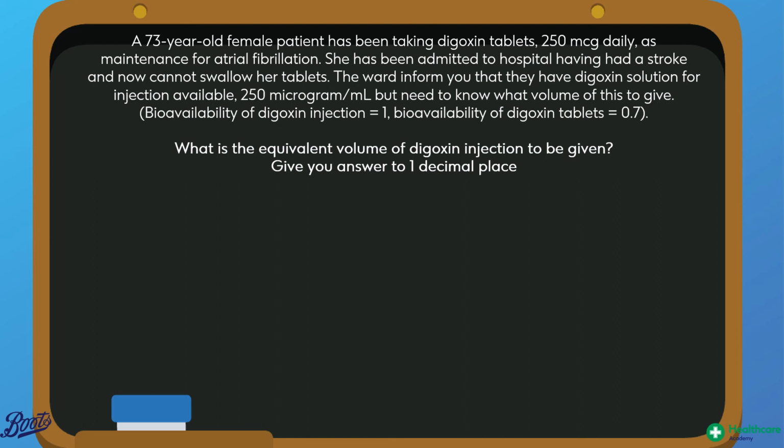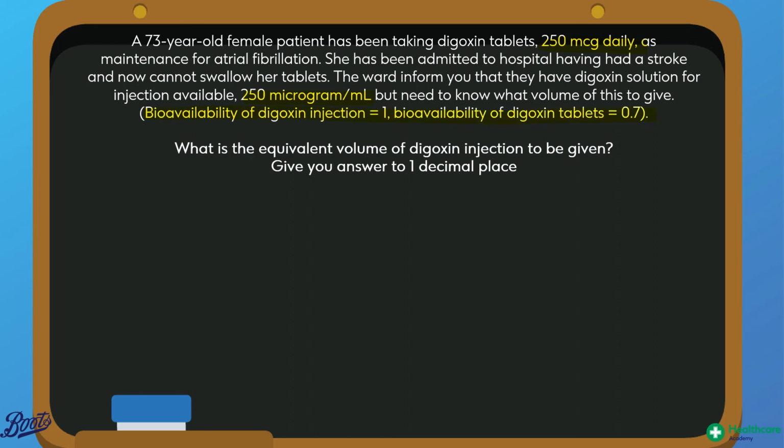The bioavailability of the digoxin injection is 1 and the bioavailability of the digoxin tablets is 0.7. What is the equivalent volume of digoxin injection to be given? Give your answer to one decimal place. For this particular question, we are going to highlight the current dose, which is 250 micrograms daily. We are also going to highlight the injection solution that's available, which is 250 micrograms per millilitre. And we're also going to highlight the bioavailabilities of the different formulations of digoxin.